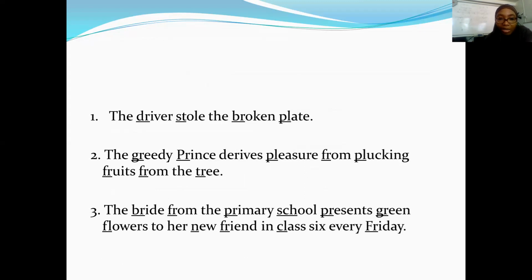The greedy prince derives pleasure from plucking fruits from the tree. The bride from the primary school presents green flowers to her new friends in class 6 every Friday. All those words containing clusters are pronounced without inserting a vowel in between them.